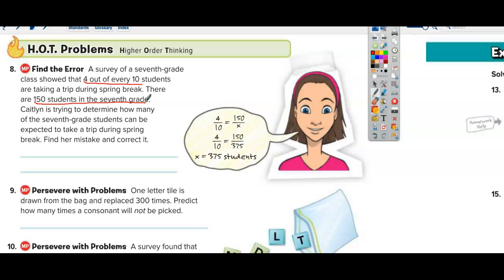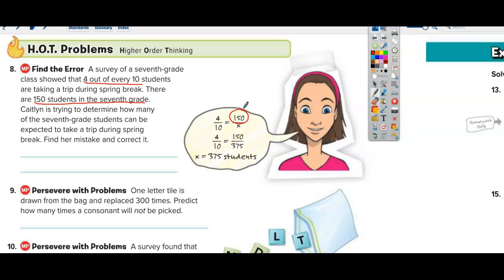Ashley, what do you think? I think in that little bubble thing, she has 4 over 10 equals, then there's a line, and then there's 150 on the top, and that needs to be on the bottom. Because that 150 is what? That's my total number of students in 7th grade, right?